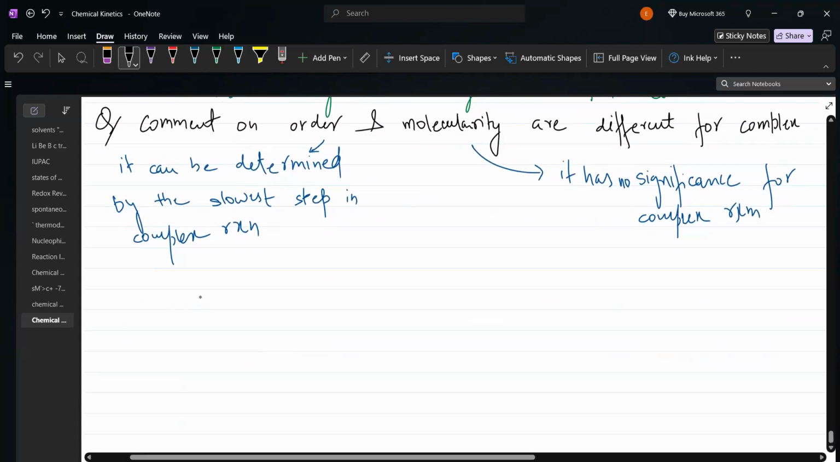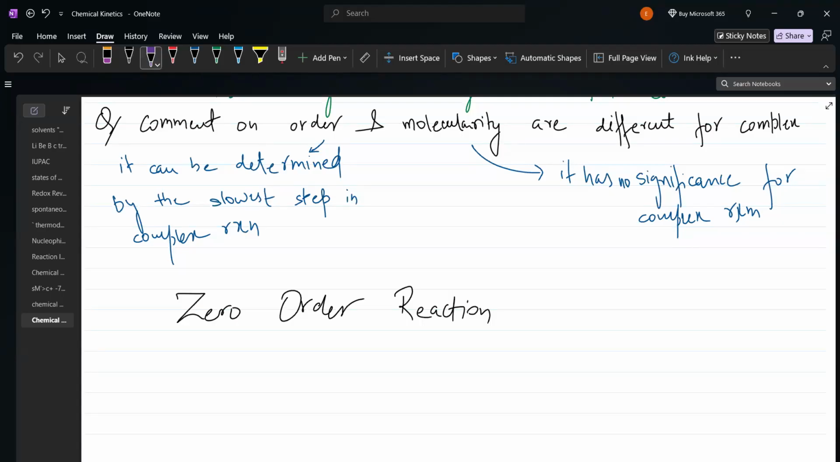Now, just start this zero order reaction. Sorry, zero order reactions. Okay, Rishita, done? Yes, sir. So let's see what is a zero order reaction.